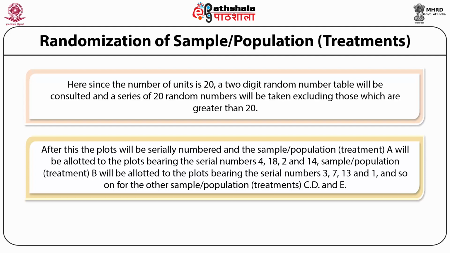Treatment B will be allotted to the plots bearing serial numbers 3, 7, 13 and 1, and so on for the other treatments C, D and E. In a similar way, the randomization can be done for any number of treatments.